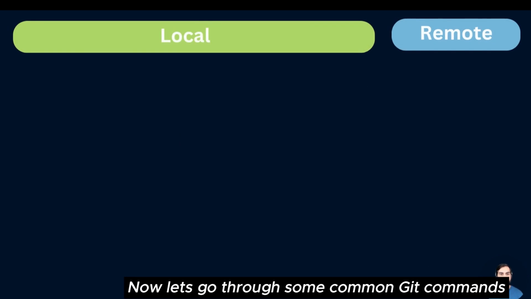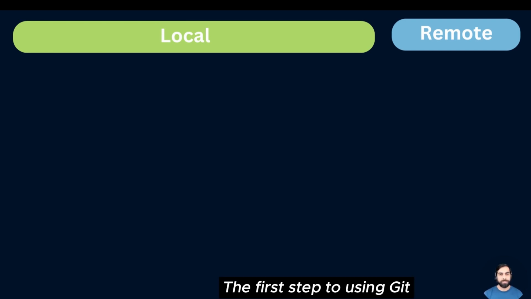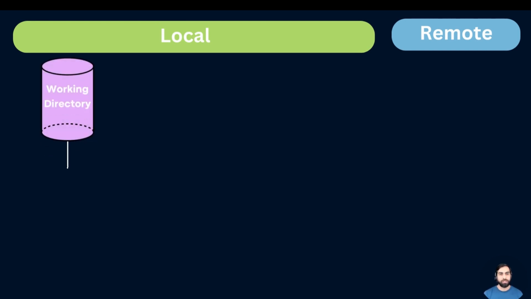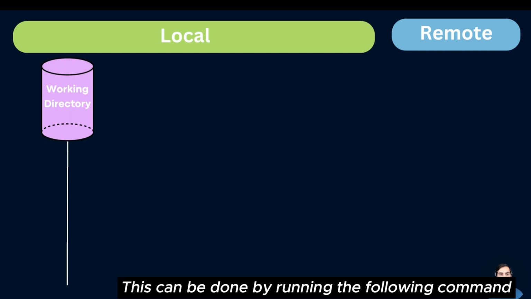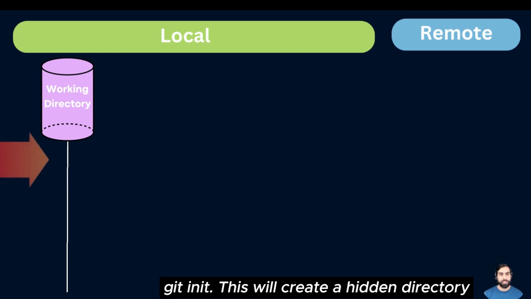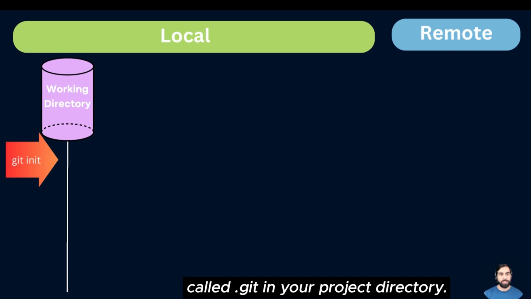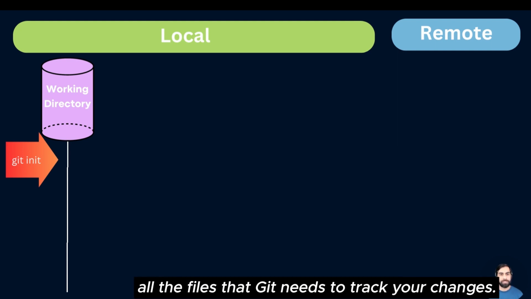Now let's go through some common Git commands that you can use to operate between these areas. The first step is using Git to initialize a Git repository. This can be done by running the following command in your project directory: git init. This will create a hidden directory called .git in your project directory. The .git directory contains all the files that Git needs to track your changes.